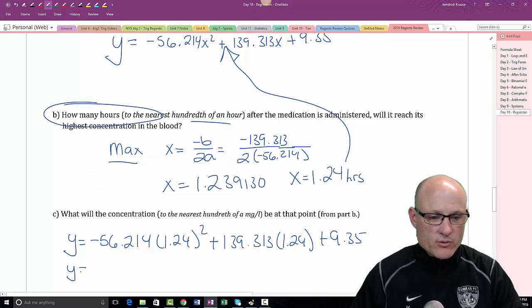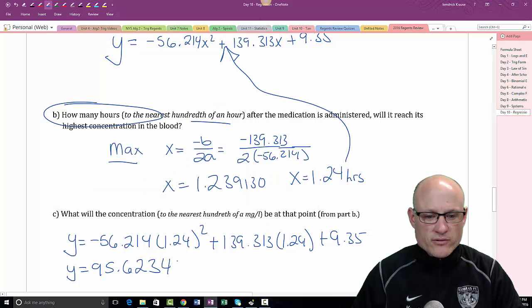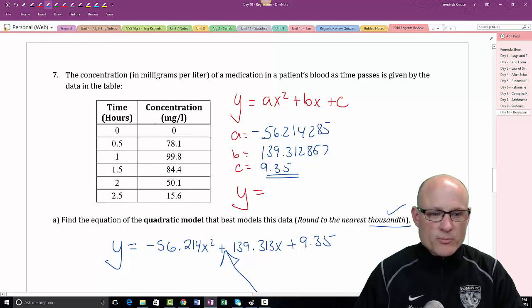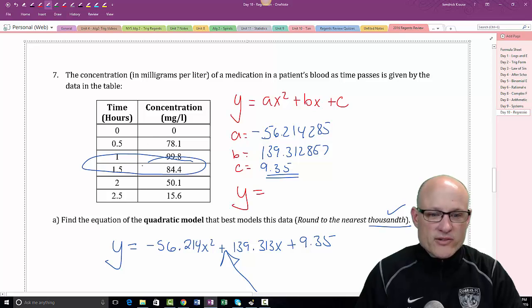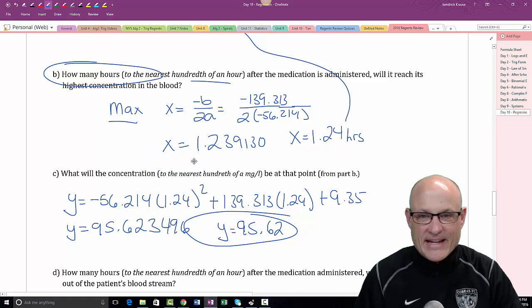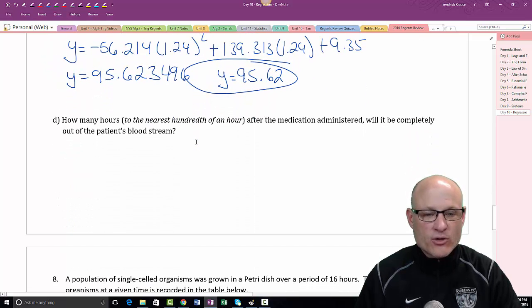95.623, so y equals 95.623496. Round to the nearest hundredth. y equals 95.62. Now see if that makes sense. 1.24 would be somewhere in here, and it would be the maximum. Notice it's not as high as it was at one point, but remember this is all based on an approximation, so it's not exactly the most accurate or exact.